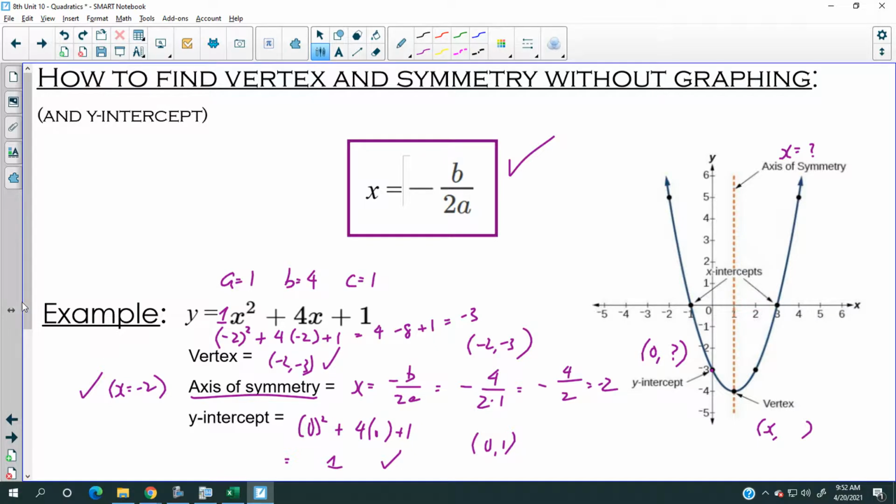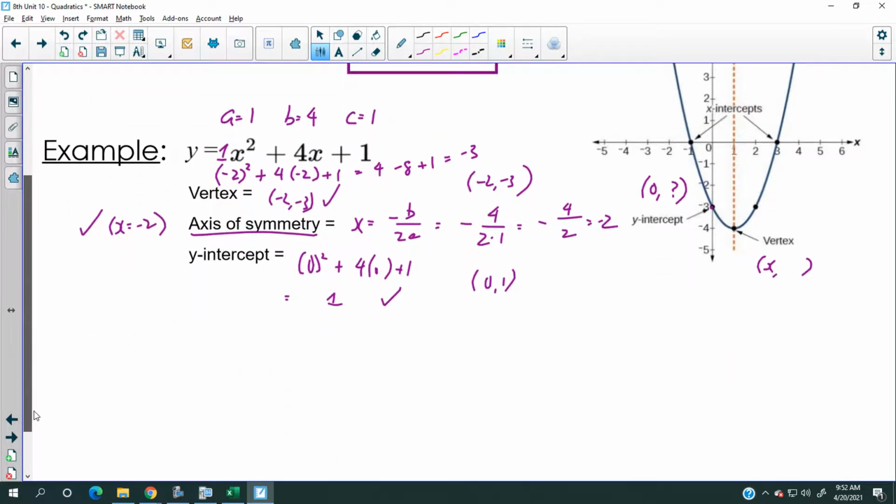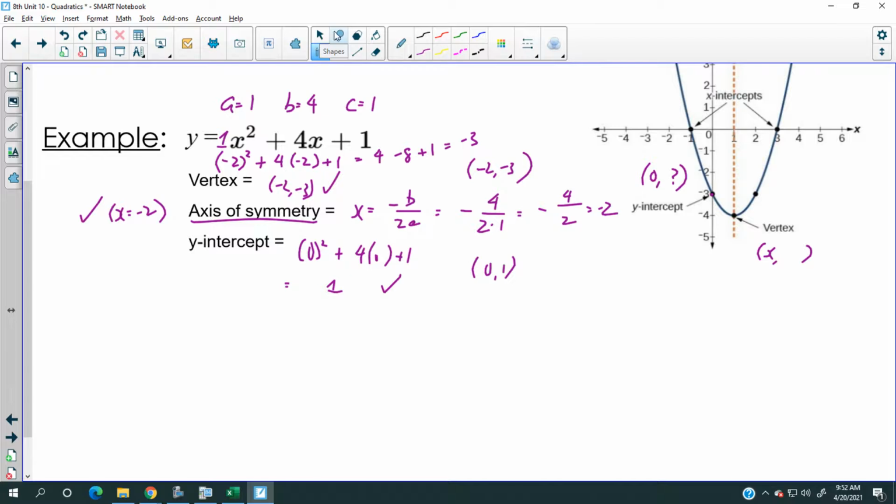All right, now, let's make sure you lock in this knowledge for today. So let's do one more example together. Give me 1 second. Let me go find an example.